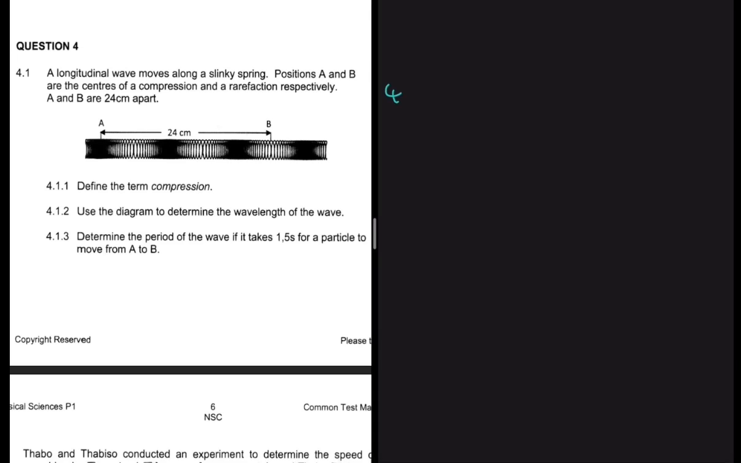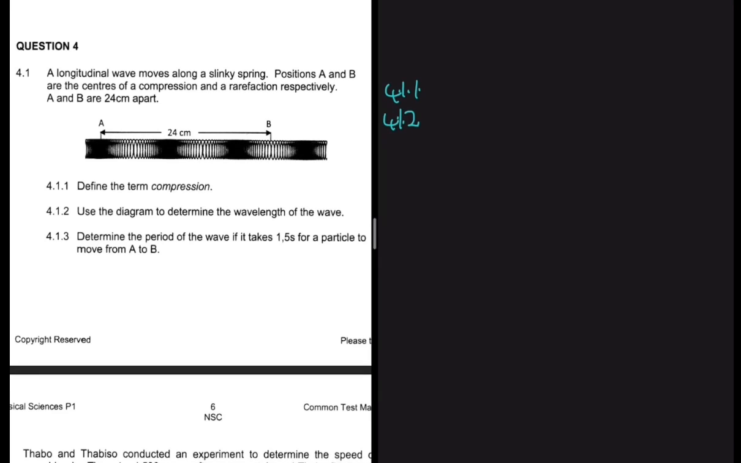Region of high pressure in a longitudinal wave. A compression is the region of high pressure in a longitudinal wave. That is the answer to 4.1.1. So now we can move to 4.1.2. So 4.1.2 is saying let's use the diagram to determine the wavelength of the wave, right? Let's use the diagram to determine the wavelength of the wave.